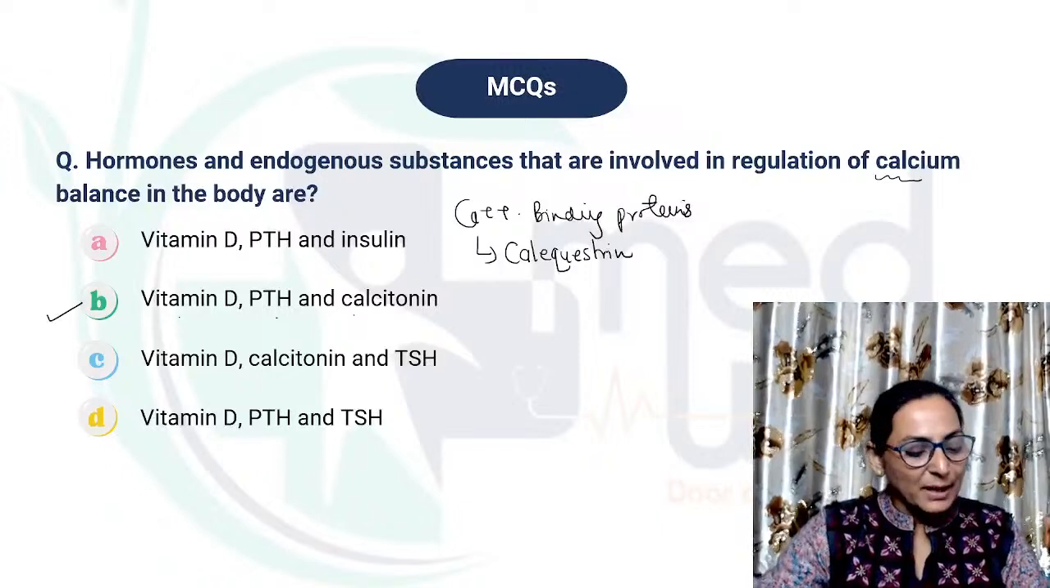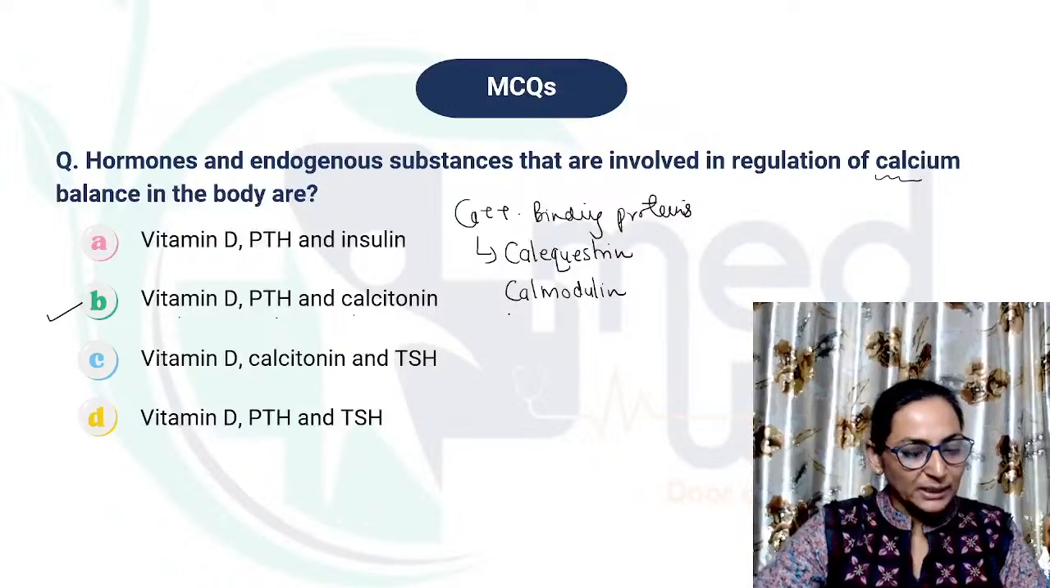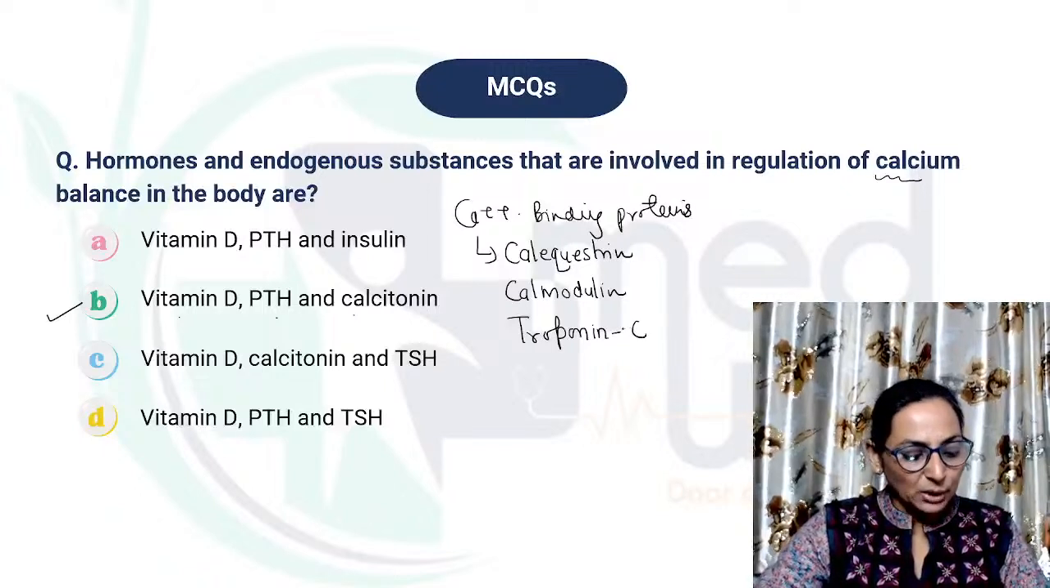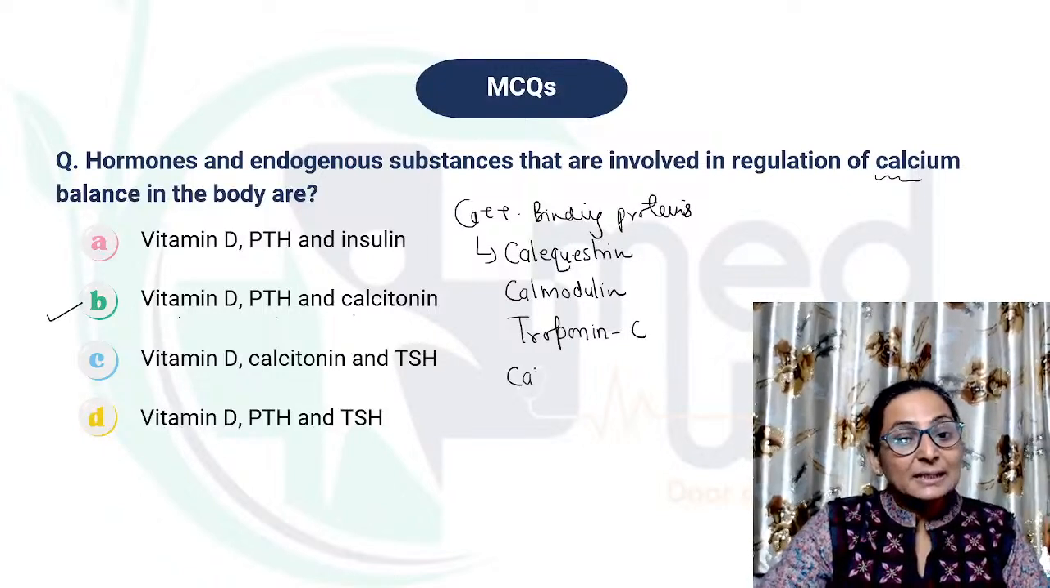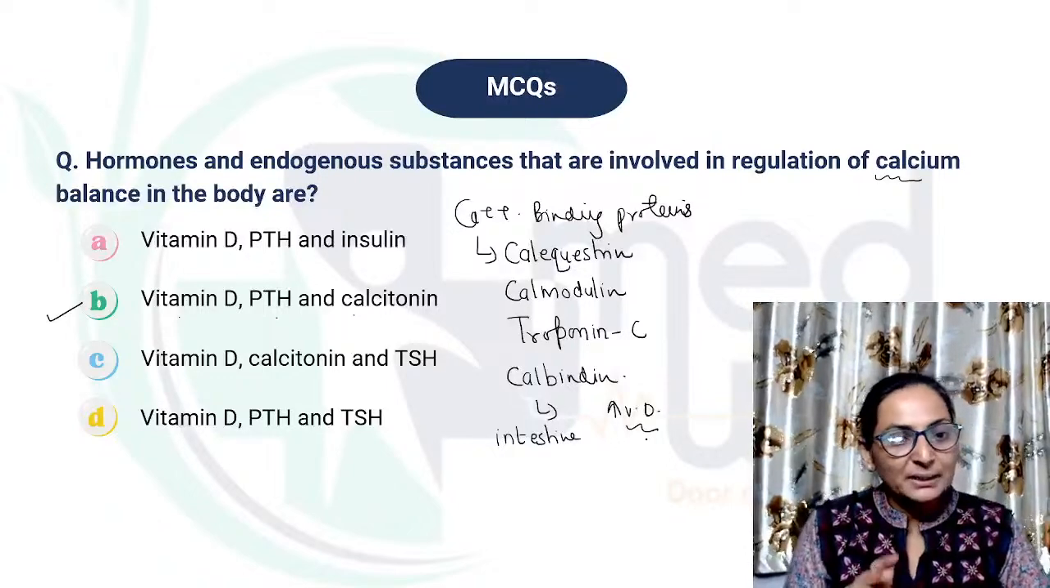Calsequestrin is a calcium binding protein which is abundantly present in the skeletal muscles. Calmodulin is the calcium binding protein in the smooth muscles. Troponin C is a very important calcium binding protein of the striated muscles. Calbindin is a very important calcium binding protein in the intestine, and its level is increased by vitamin D.